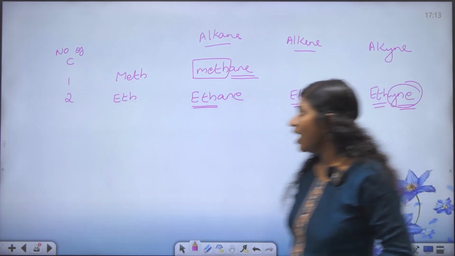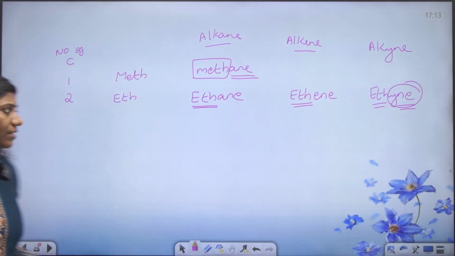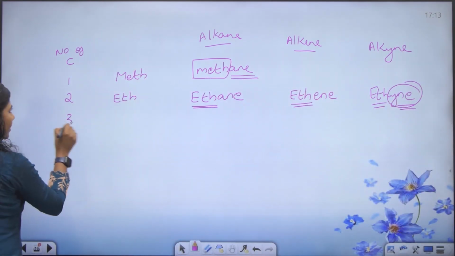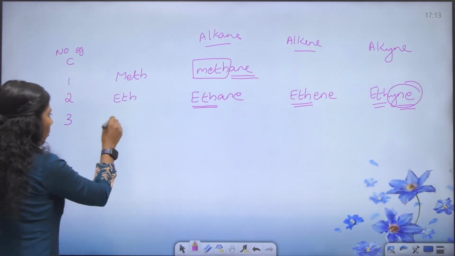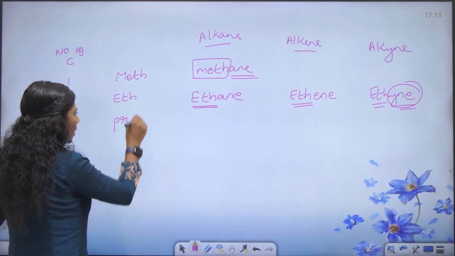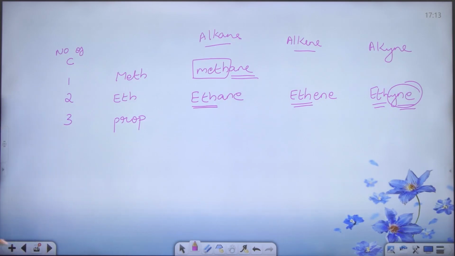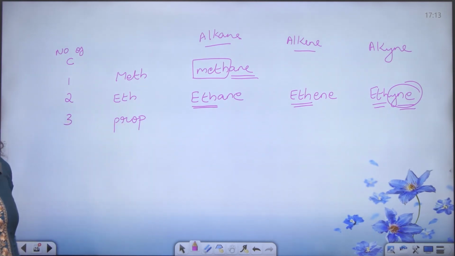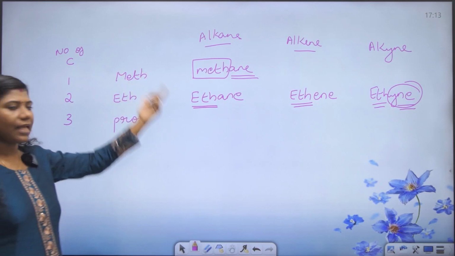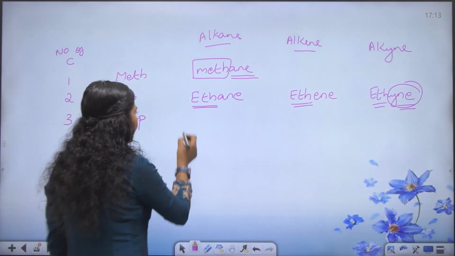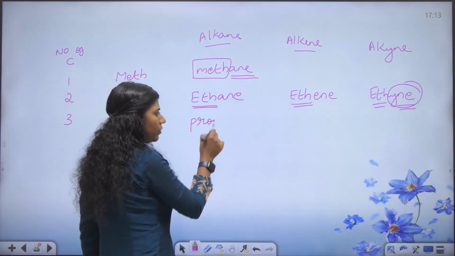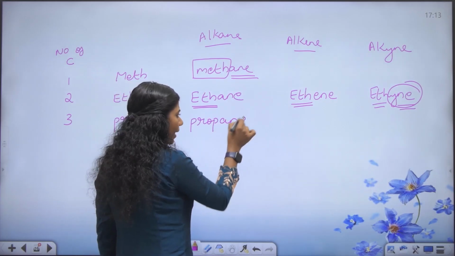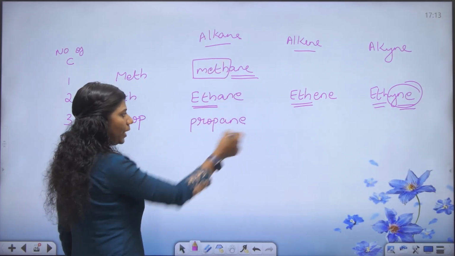Okay. And the number of carbon atoms is 3. The word root is prop. Prop stands for the number of carbon atoms present in the compound being 3. If the total number of carbon atoms is 3 and all carbon-carbon bonds are single bonds, the molecule is an alkane, and the name of the molecule is propane. Prop plus ANE.